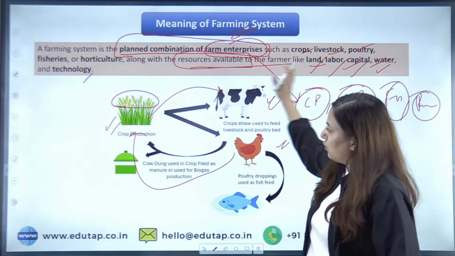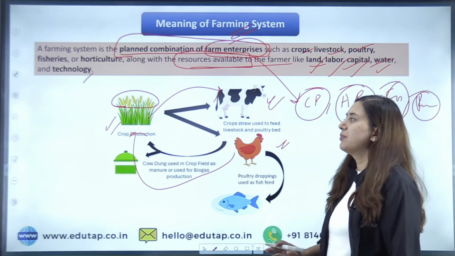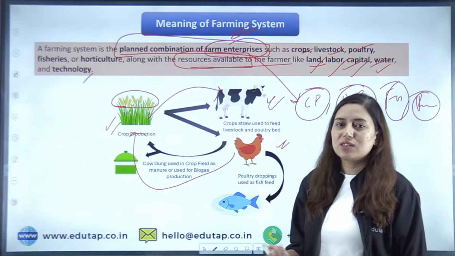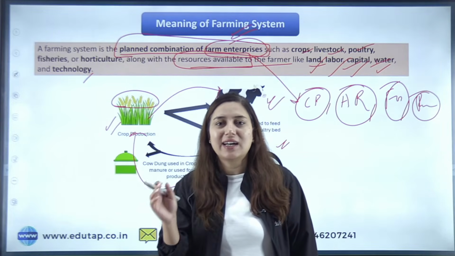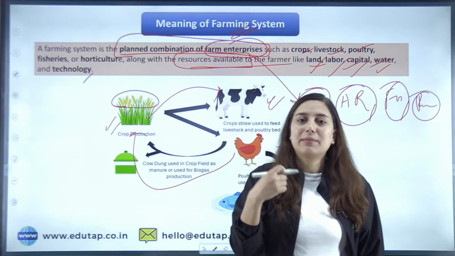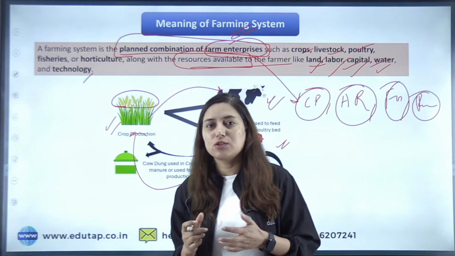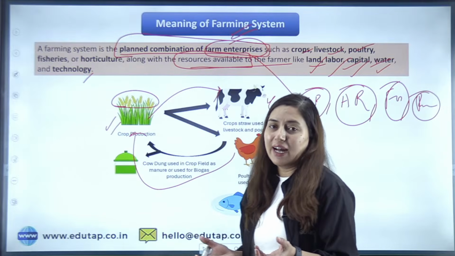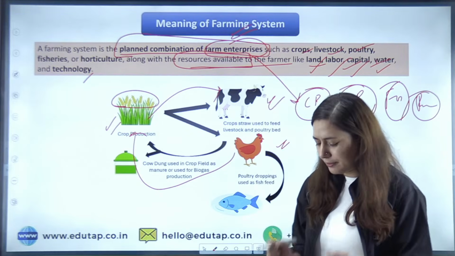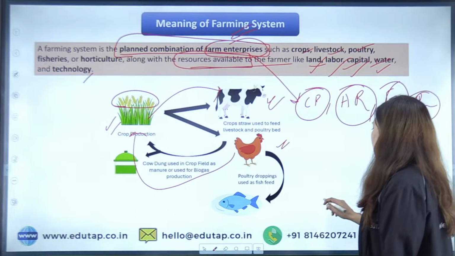Whatever resources are produced in the farm can be planned in such a way that I am not wasting anything, rather I am utilizing them and getting the maximum out of it, right? So this is the meaning of farming system. Basically, developing a system that is useful for the farmer. Clear? Okay, so that was about this topic.